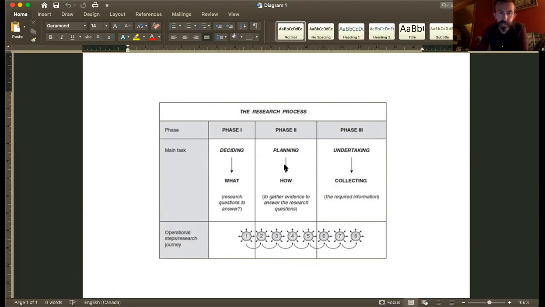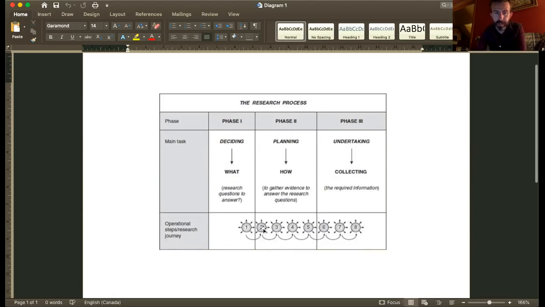Phase 2, you'll see, which includes steps 2 to 5, is planning a research study. Phase 1 is deciding. Phase 2 is planning. So it's the how. How are we going to do it? Deciding is the what. What are we going to study? How in phase 2 are we going to study it? So we're really planning here. We're planning the technique of our study, our protocols and so on. It answers the how question. How will you conduct this research?